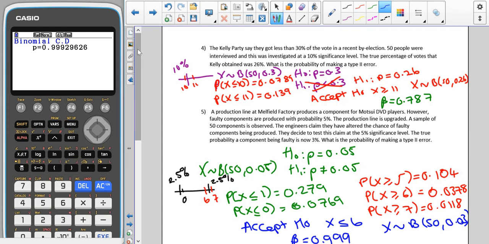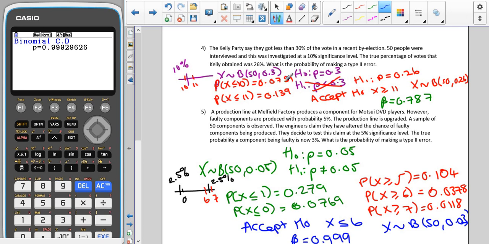For the next two, these two is where we are given the significance level and we're having to find that critical region, our reject region and our accept region before we can actually answer the question. So the Kelly party say that less than 30% of the voters in the recent by-election, 50 people were interviewed and it was investigated at a 10% significance level. So for that, our H0 is 0.3. Our H1 would be that the probability is less than 0.3. We're then using X follows the binomial distribution with an n of 50 and a probability of 0.3.